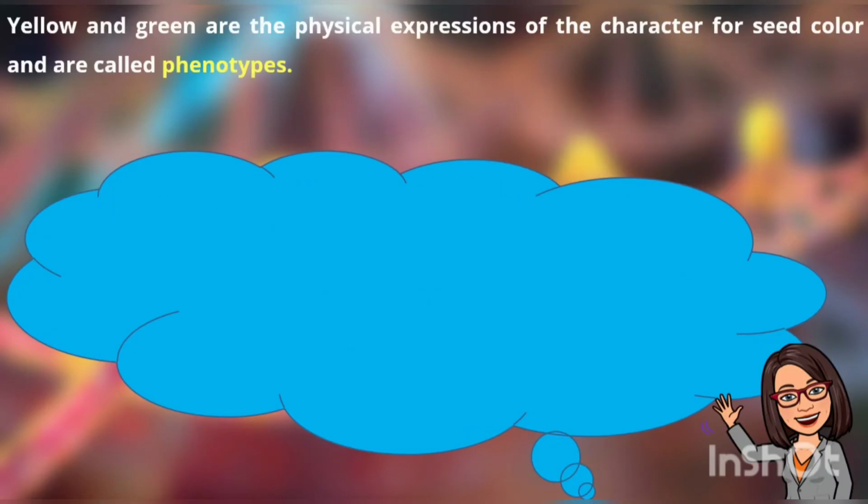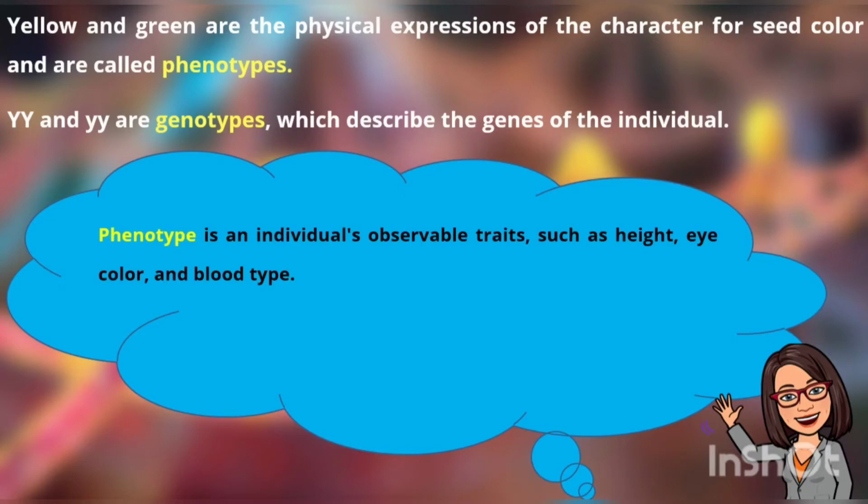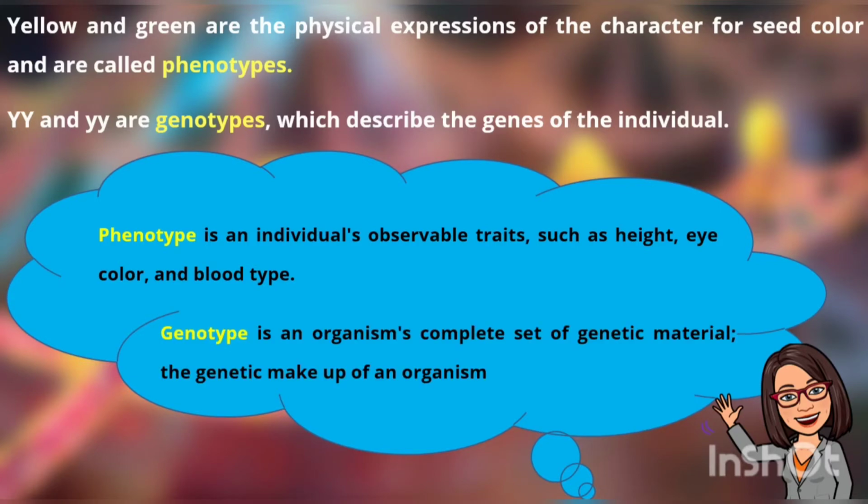Yellow and green are physical expressions of the character for seed color and are called phenotypes. Capital letter Y and small letter y are genotypes which describe the genes of the individual. Phenotype is the individual's observable traits such as height, eye color, and blood type, while genotype is the organism's complete set of genetic material, or the genetic makeup of an organism.